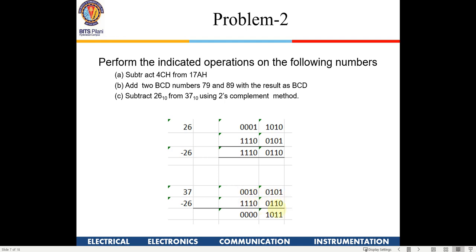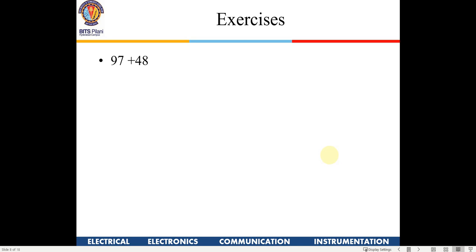For 37 and 26 you are adding, so it will generate one carry. In 2's complement, we know once the carry is generated, that needs to be neglected. So that doesn't have any meaning. So this is the final answer. So this is a simple problem of adding 2's complement. This we all know. This is just a revision of some of the digital design problems which we did in the last semester.